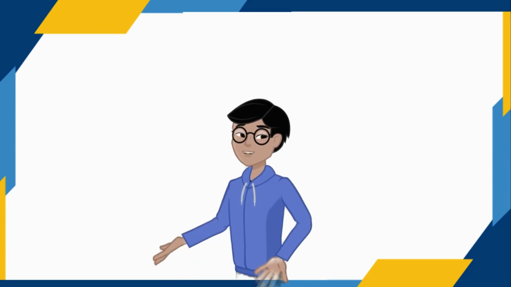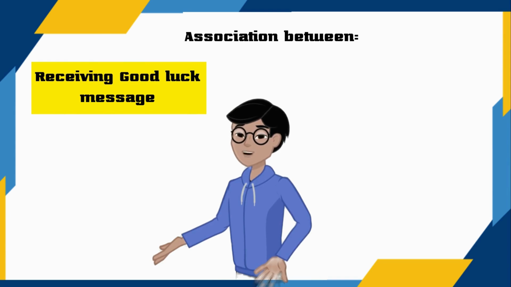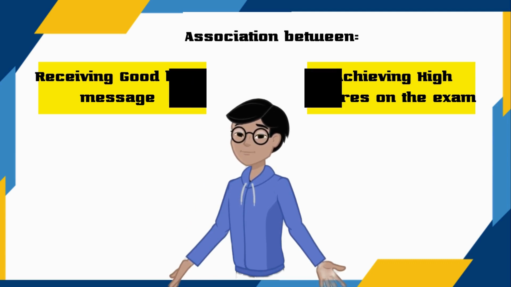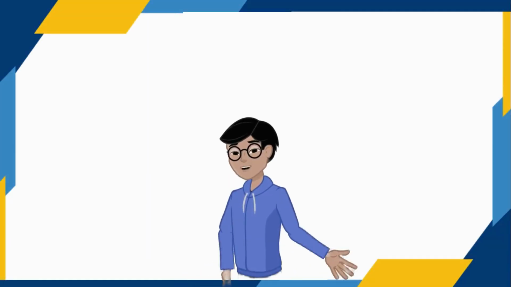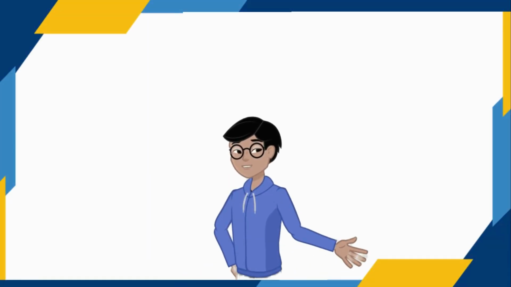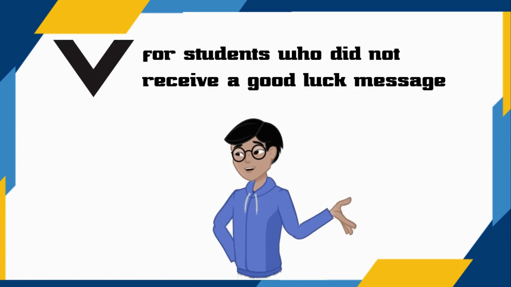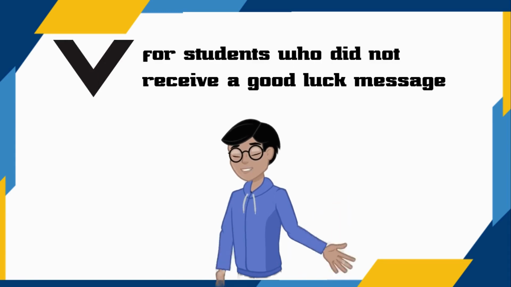A Mantel Haenszel test was conducted to examine the association between receiving a good luck message and achieving a high exam score, while controlling for the confounding effect of school. The comparative measures showed that the odds of achieving a high score were significantly lower for students who did not receive a good luck message across all 3 schools.